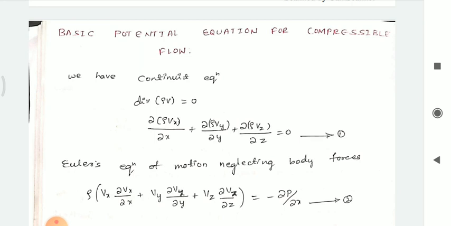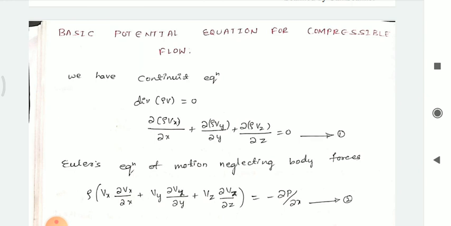And basic potential equation for compressible flow, we derive it because it is just the methodology to solve any compressible flow problems, one of the methodologies. Fine. So as part of our derivation, we know according to continuity equation, rho AV is constant. Fine. For constant area duct, let us consider A as a constant, and what will happen, rho into velocity will be constant.